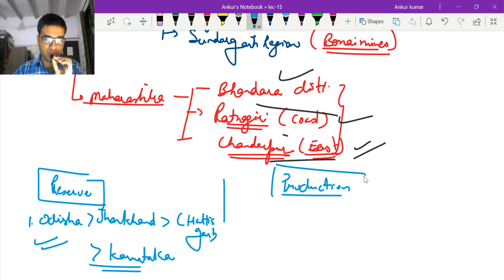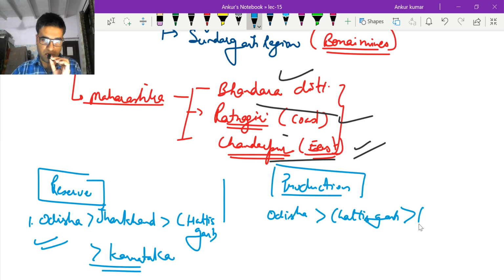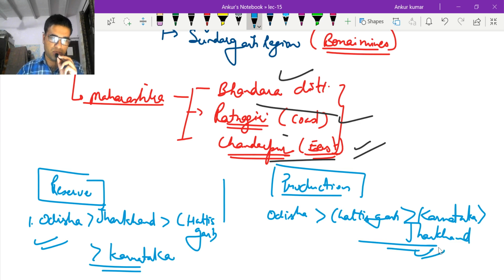Okay, reserves. Now, when it comes to production, the highest iron ore producing state is Odisha. After that is Chhattisgarh. Right, after Chhattisgarh, Karnataka, and after Karnataka it is Jharkhand. So this is the series of the iron ore producing states, right? So you have a little sequence change here. You have to remember that it is not Jharkhand which is the second largest producing state. It is Chhattisgarh. Jharkhand is in fact at fourth place. So this is basically about iron ore, its reserves, presence and production. Okay, so this was about the iron ore.